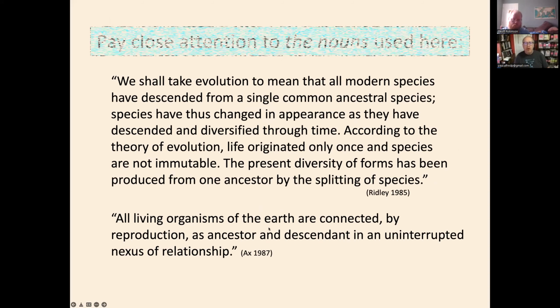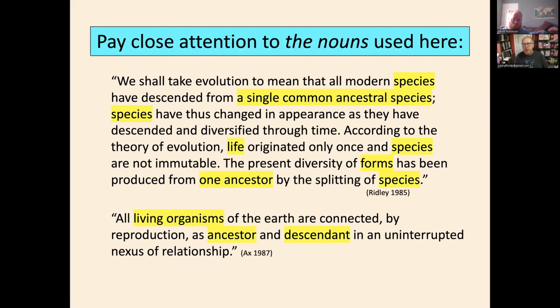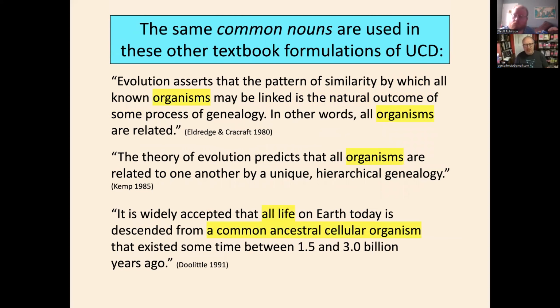Now, notice something about the nouns here. They're generic: species, life, species, forms, ancestor, organisms, ancestor, descendant. These are very general descriptors. They don't refer to any particular species, any particular organism. They are nouns at the most abstract level that one could have in biology. Same as the case here. Organisms, organisms, organisms, life, common ancestral cellular organism.